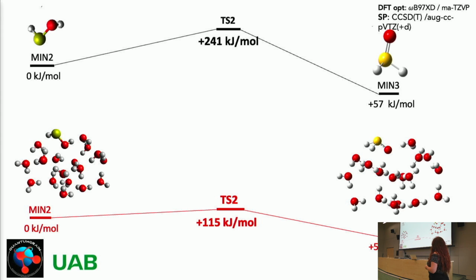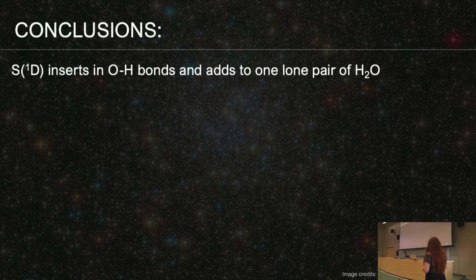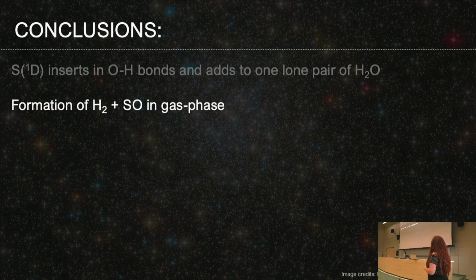This is even more visible for the second process, so the conversion from min2 to min3. Here the barrier is lowered by more than 100 kJ per mole, so it's quite a lot. Now, just to do a brief recap, we have seen how sulfur singlet D is able to both insert into OH bonds and to add to lone pairs of the water molecule. We have seen how in gas phase we can form sulfur monoxide and molecular hydrogen.